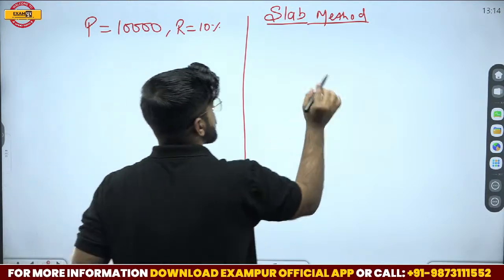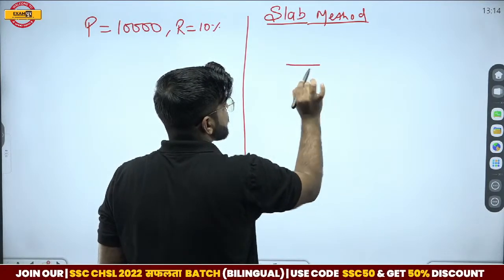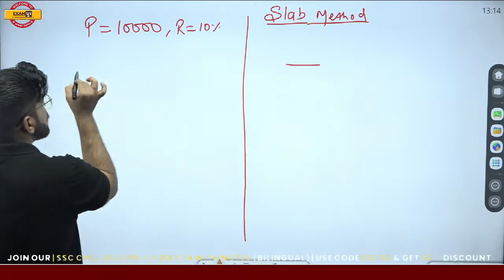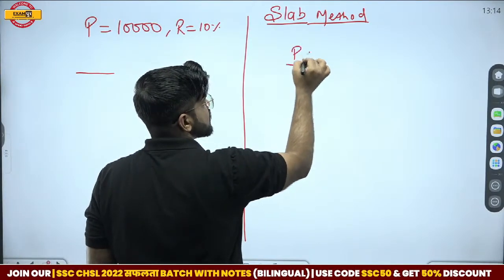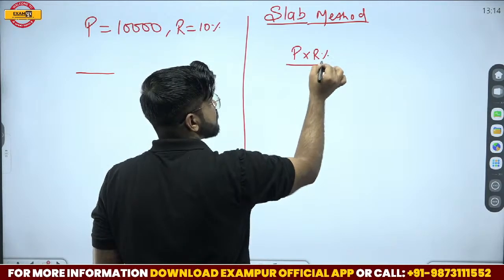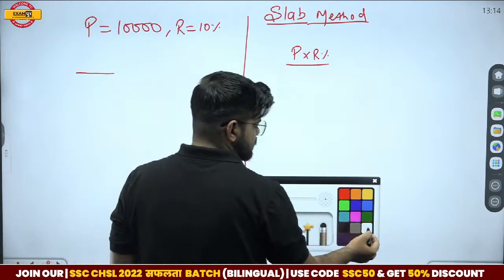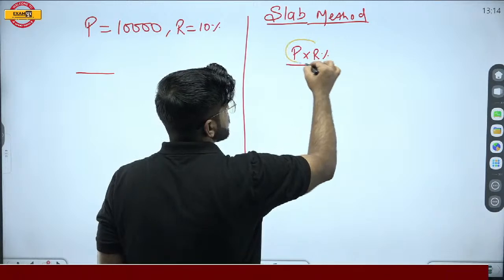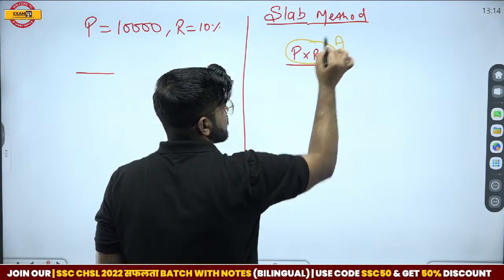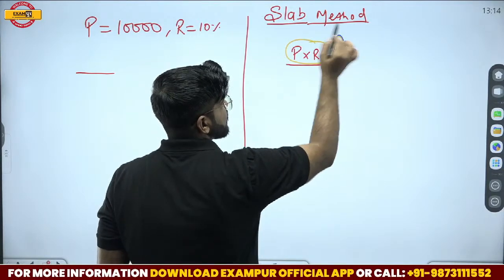Just look here. So what is the slab method? First, if I am talking about 1 year, I have to write here R% of P, R% of P. Can we name it A? Can we name it A? Yes or no? Okay, A.